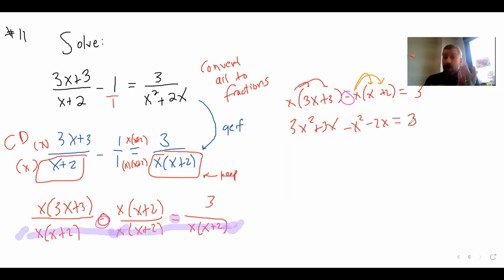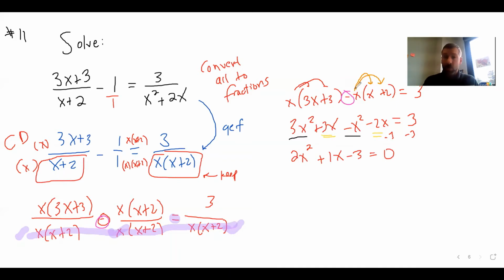This is a quadratic. We can actually put some things together now. We have some like terms there. 3x squared minus x squared turns into 2x squared. We've also got some like terms here with the 3x and the negative 2x. That gives us a plus 1x. And now remember that we want to get this equal to 0. So I'm going to bring that -3 over. And now we've got a quadratic that we can solve.